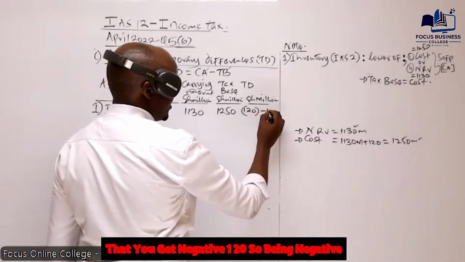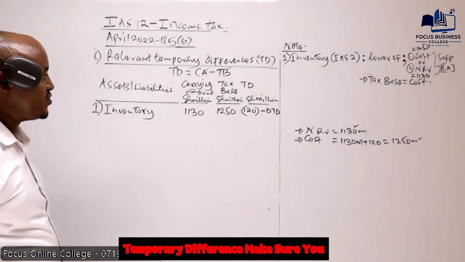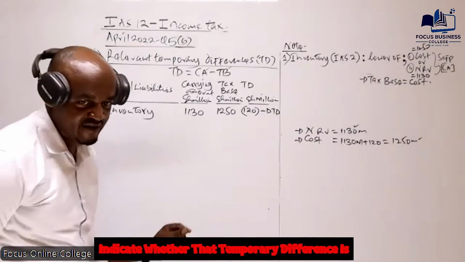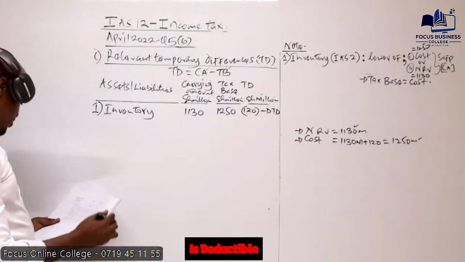So being negative, that one is a deductible temporary difference. Make sure you indicate whether that temporary difference is taxable or deductible. If you get a negative figure, it's deductible. So we are done with that.